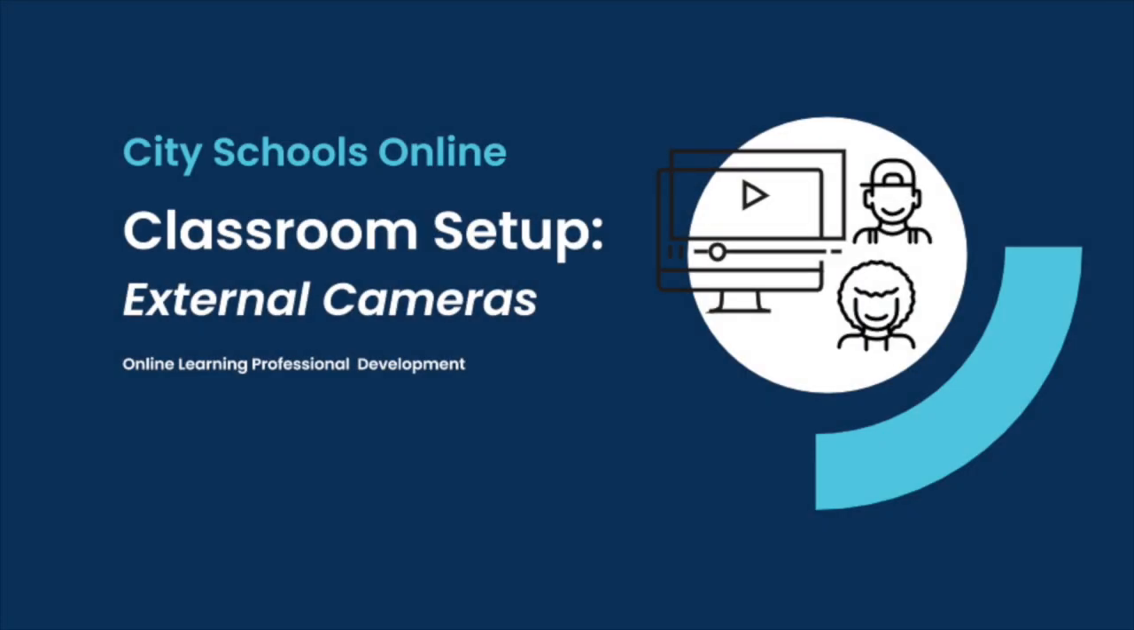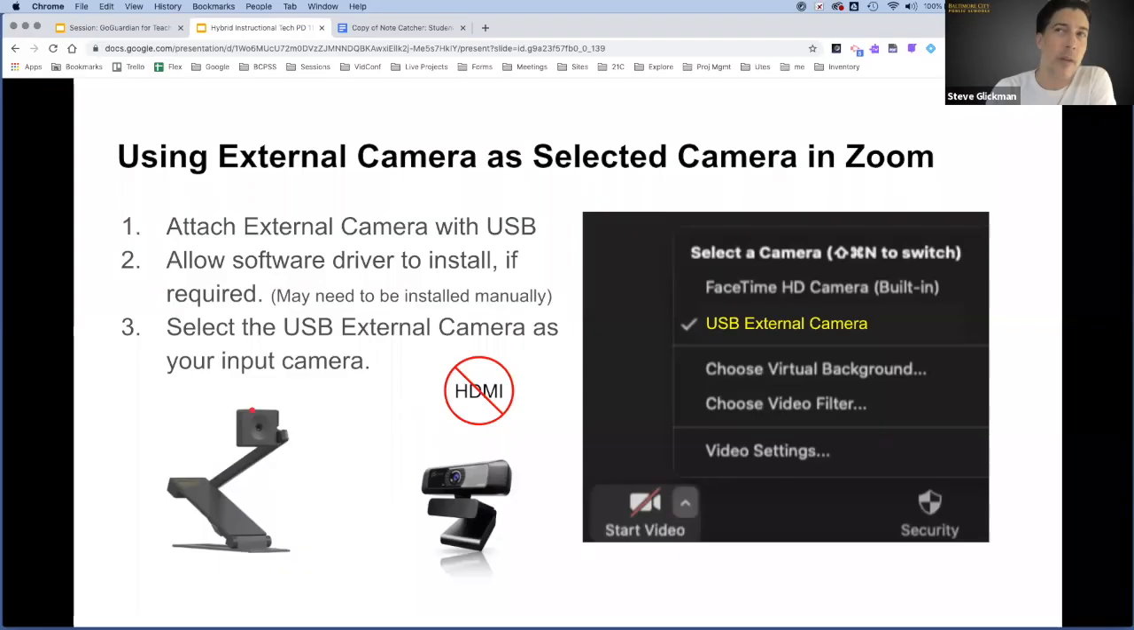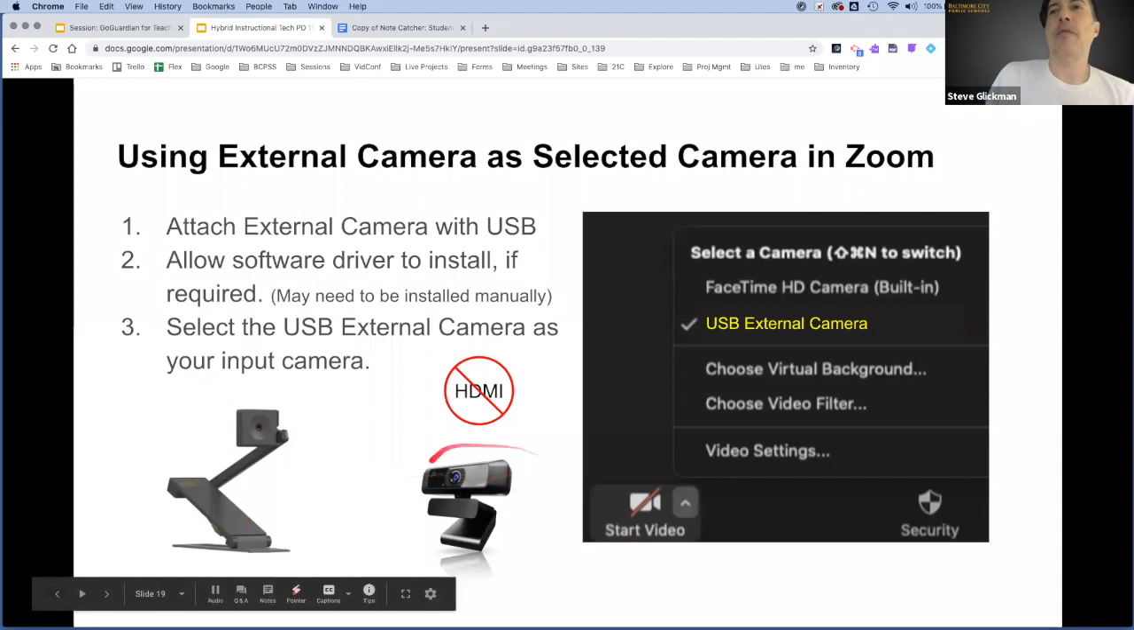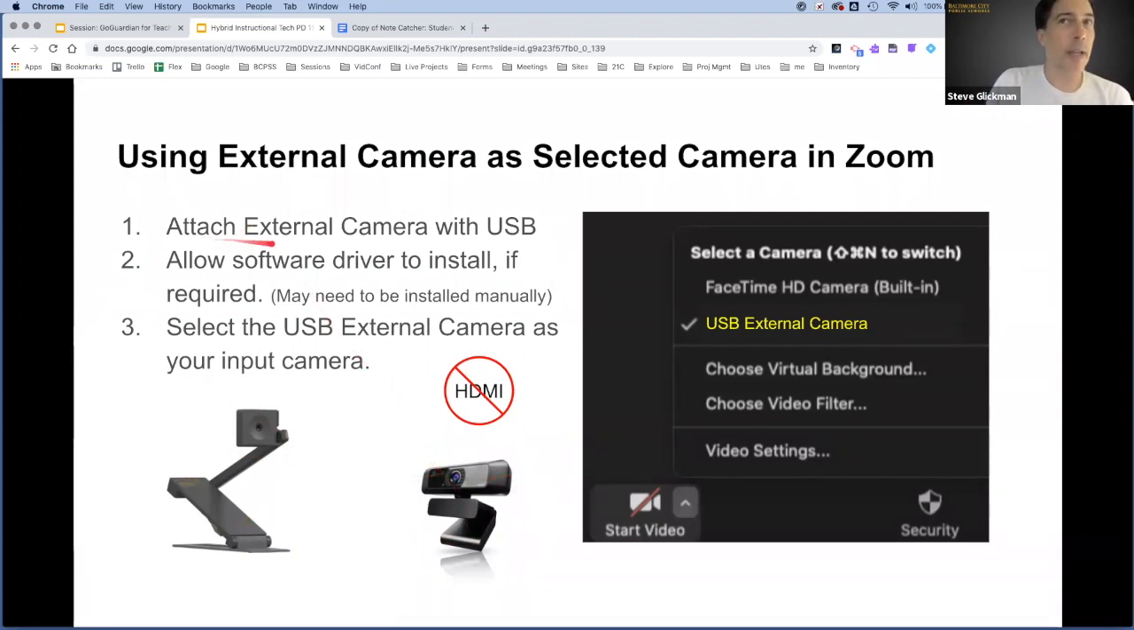Now let's have a look at external camera setup and usage. Let's say you have a document camera. And so right here we have a document camera. Over here we have a webcam. So the first thing is you're plugging it in with USB.